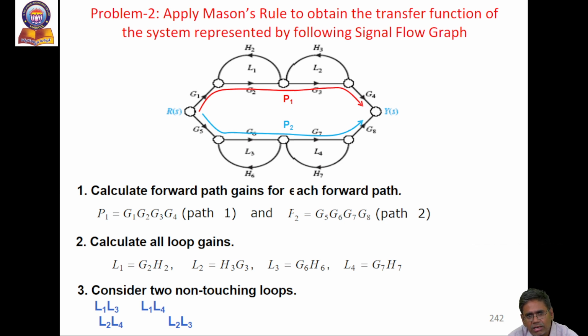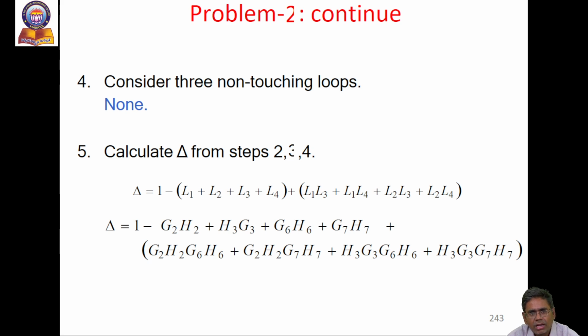Now the non-touching loops. L1 and L3 are non-touching loops. L1 and L4 are non-touching. L2 and L4 are non-touching. L2 and L3 are non-touching. There are no three non-touching loops. Then delta is equal to 1 minus (L1 plus L2 plus L3 plus L4) plus (L1L3 plus L2L4 and the other non-touching pairs).